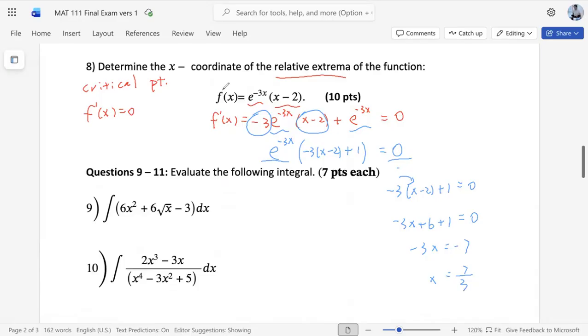Okay, so we just have to do step by step. We see two functions, a product of two functions. We use the product rule.